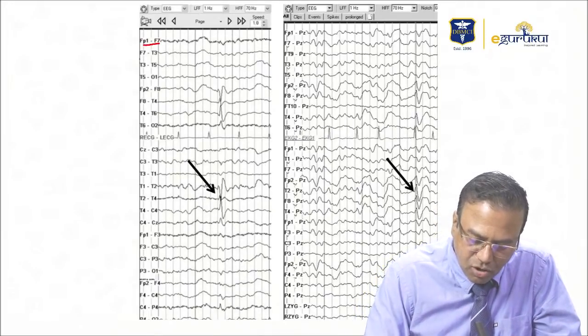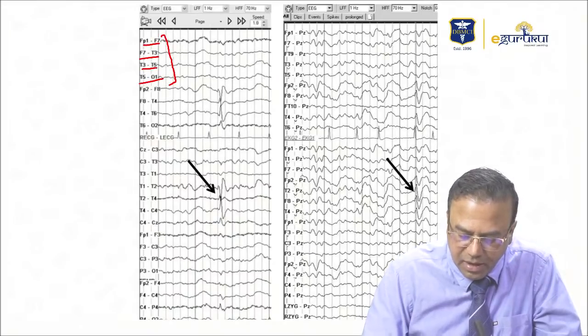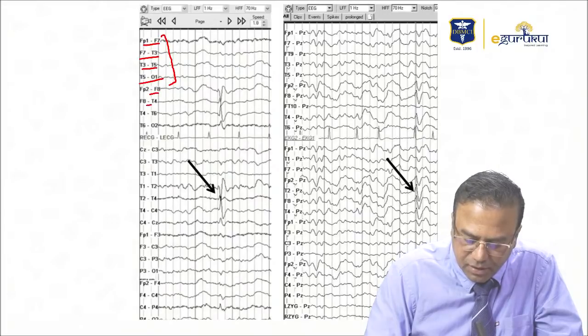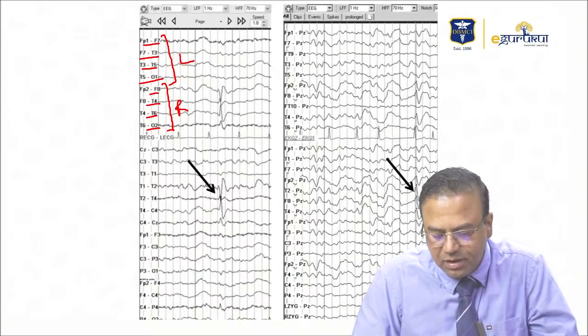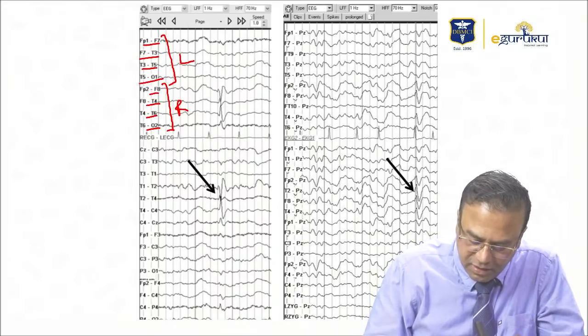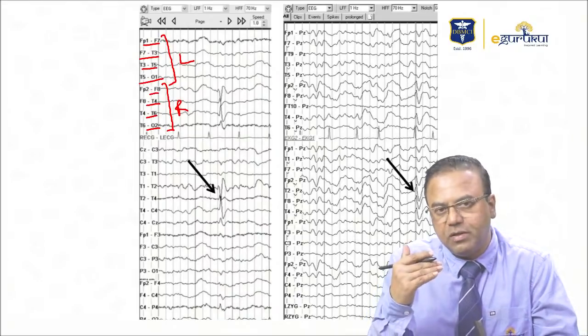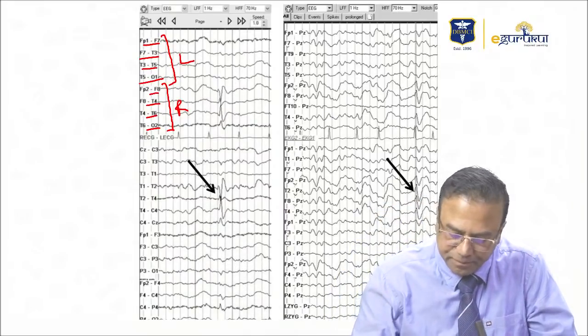odd number. So you got odd number, odd number, odd number. So this is all occurring on the left side. Anything that is even number, even number, even number, even number, even number, all this is right side. So these are right-sided leads. These are left-sided leads. They are involving frontotemporal, means they are in the front. Then you have the occipital area. Occipital means they are more backward, the leads that are more behind.